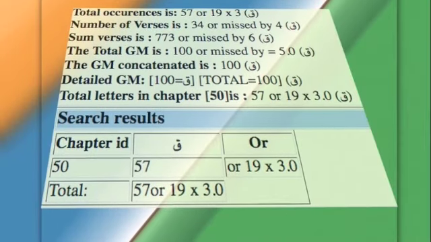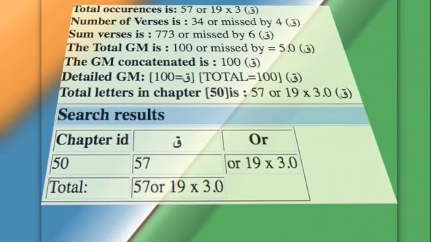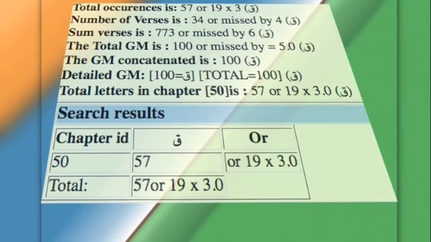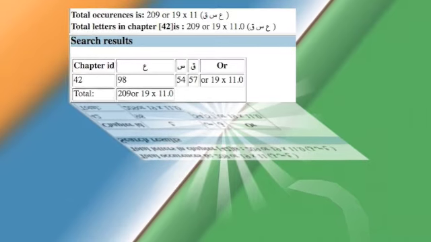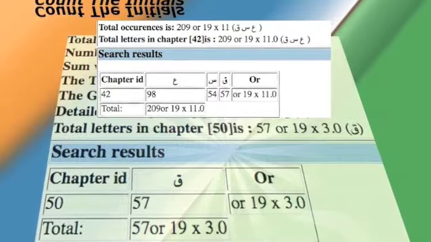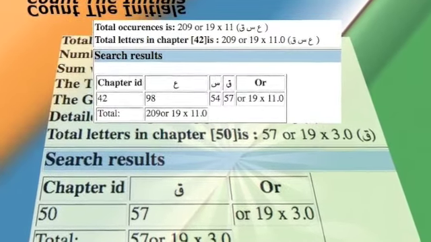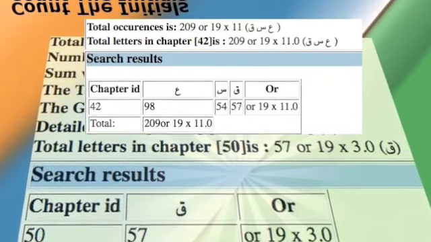Chapter 50 is initialized with the letter Q. If we count the number of Q's in chapter 50, they are exactly 57, or 19 times 3. The one and only other chapter initialized with Q is chapter 42. If we count the Q's in chapter 42, the total is 57, or 19 times 3. We learn from chapter 50 that Q stands for Quran, therefore the number of Q's equals the number of times Quran is mentioned in the Quran.